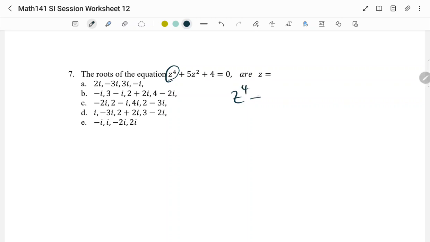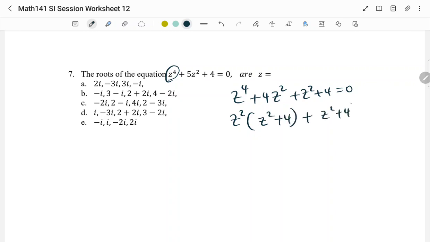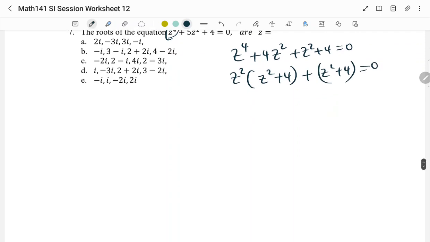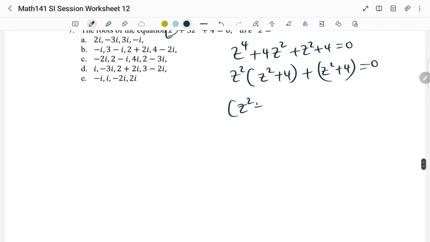We have z to the 4 plus, and we can rewrite it as, plus 4z squared plus z squared plus 4 is equal to 0. You can see that z squared is common in the first two terms. Factorizing that, we have z squared multiplied by z squared plus 4, plus z squared plus 4 is equal to 0. z squared plus 4 is a common factor. We take it out. We have z squared plus 4 times z squared plus 1 is equal to 0.